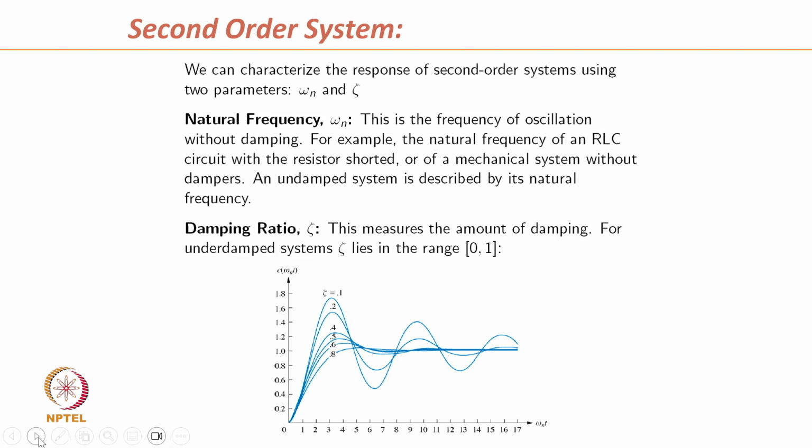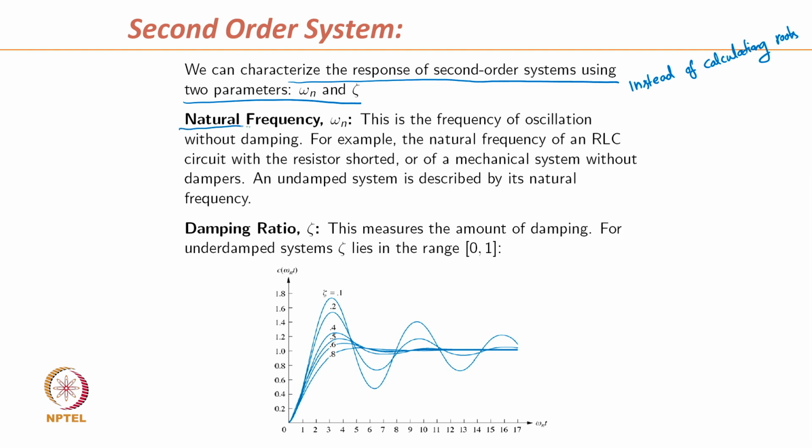So, this is one way of characterizing the output. However, we can characterize the response of a second order system using 2 parameters, omega n and zeta, instead of roots. So, instead of calculating the roots of that characteristic equation, we can define these 2 parameters which are omega n and zeta. Based on that, we can classify the system.